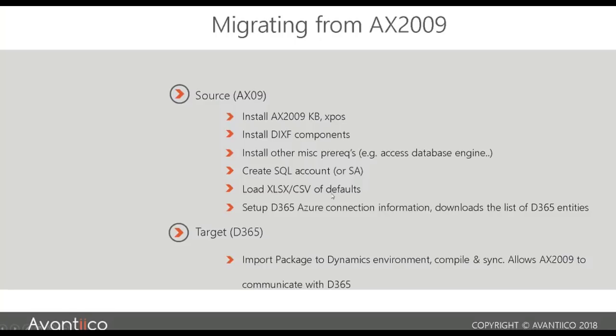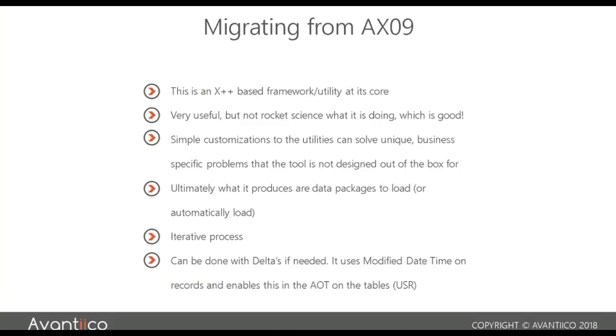What it ships with is a CSV or an Excel file with a list of defaults, which we'll show you in the next slide. So what I like about this is the X++: if you've got a developer, he can read that, he can see that, he can modify that, he can tune that, he can extend that if he wants to. But what it ultimately produces is a data package.